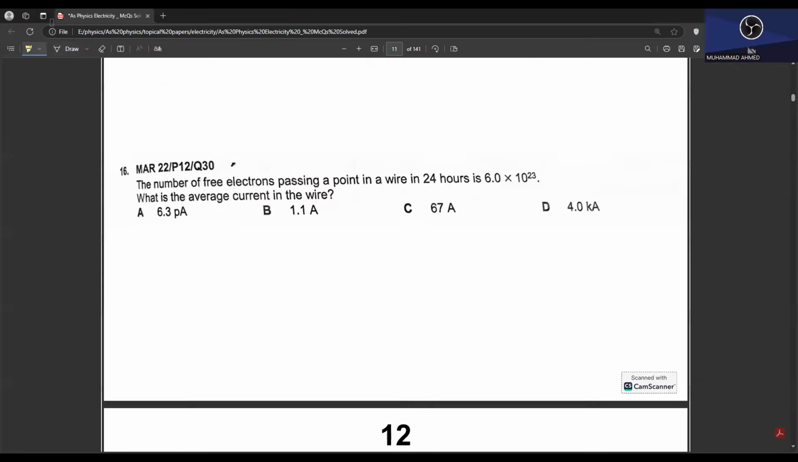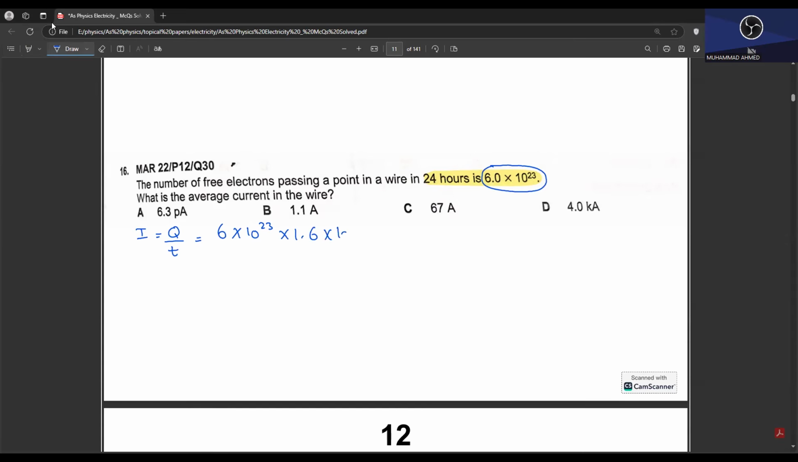Let's further move ahead. The number of free electrons passing a point in a wire in 24 hours is this. What is the average current in the wire? We have to calculate the average current. Current is equal to charge over time. These many electrons are passing. So what will be the charge? Each electron carries a charge of what?